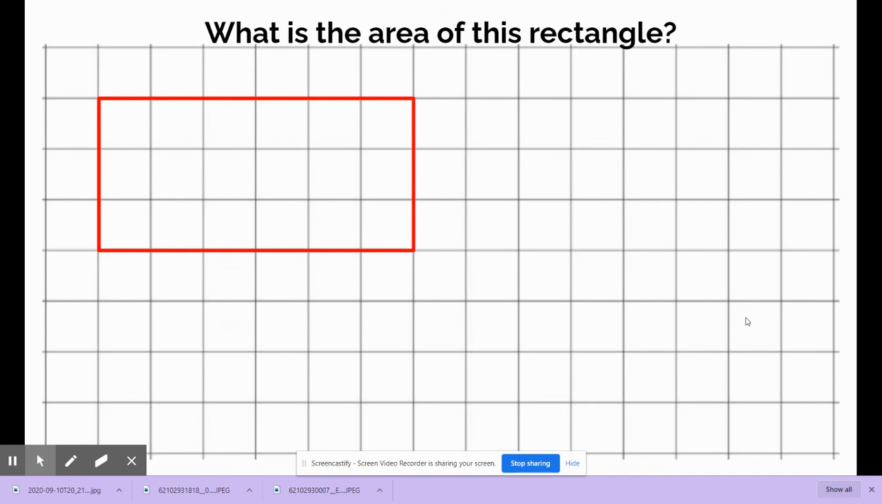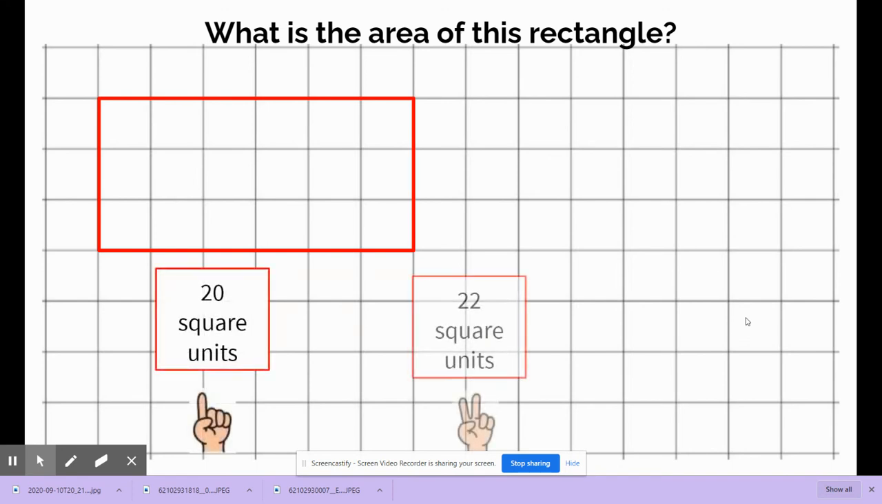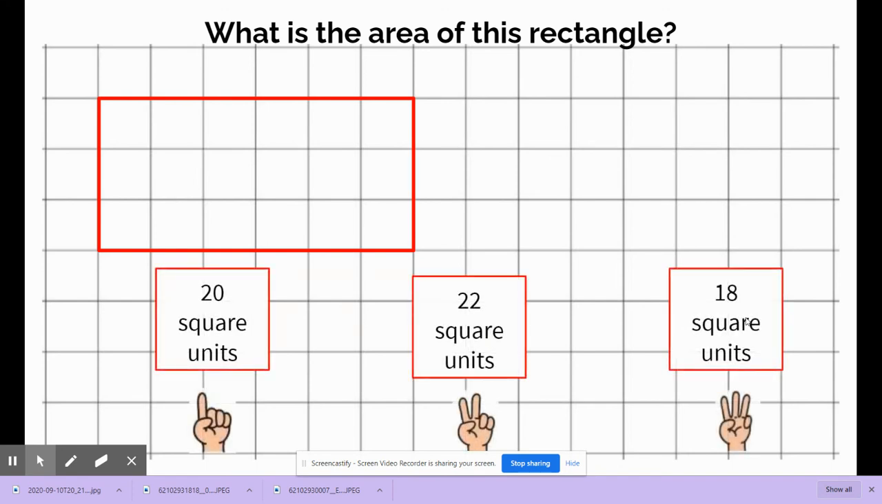Okay, and then this one, is it 20 square units? Is it 22 square units? Or is it 18 square units? I want you to pause, take a second and think. Are you correct? 18 square units.